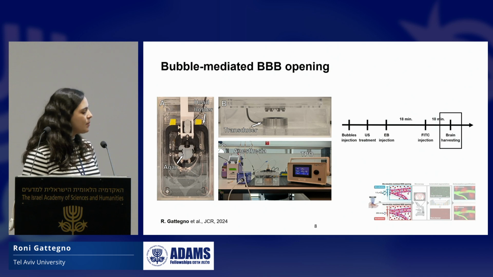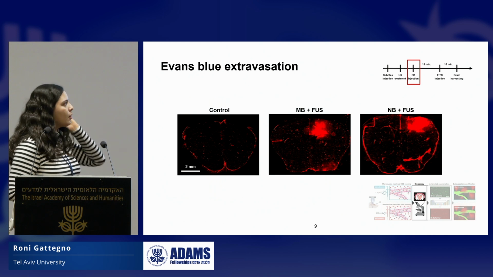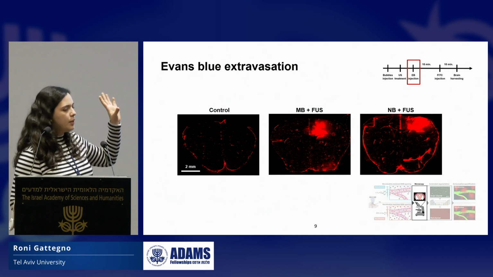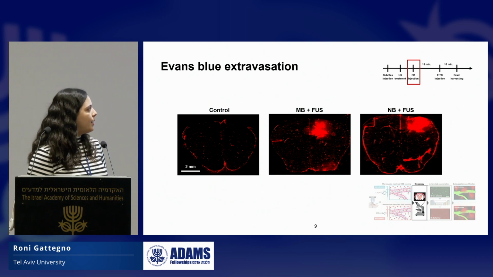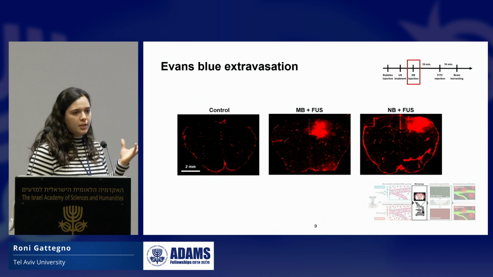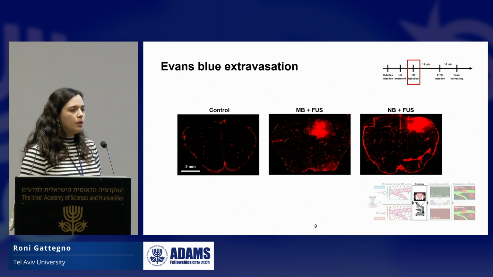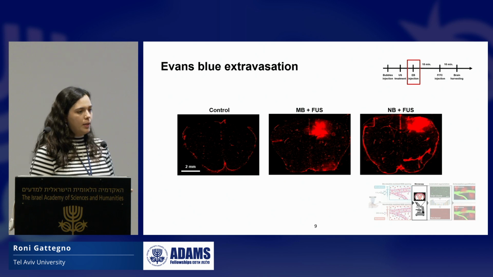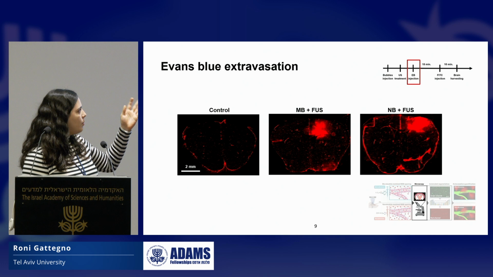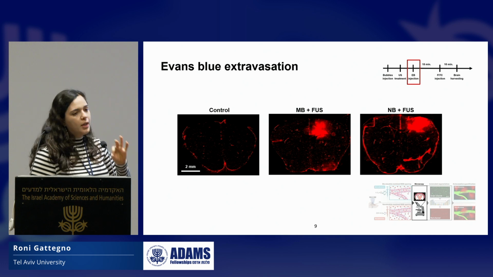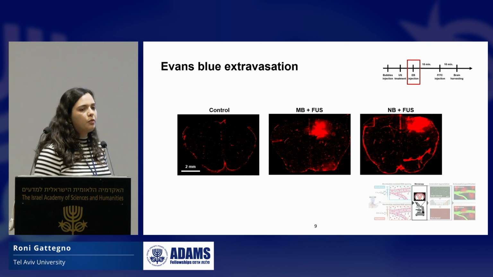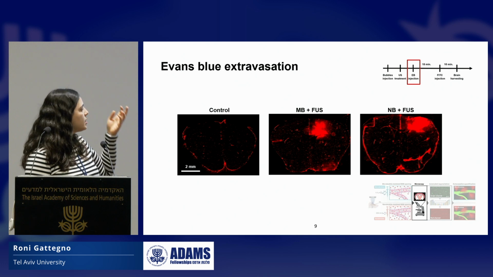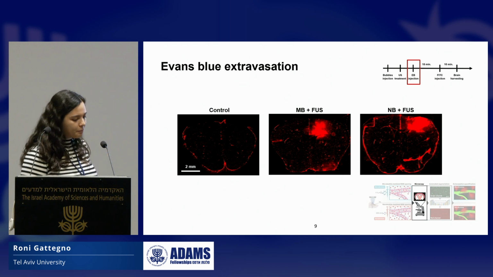tissue analysis. So first of all, we can see here, when we look at the whole slice of the brain, the red fluorescent, the Evans blue, it's a molecule that's supposed to extravasate into the brain only if the BBB is opened. So we can see here in the microbubble and the nanobubble group a red spot in the right hemisphere where we focused the ultrasound, while we don't see such a spot in the control group.